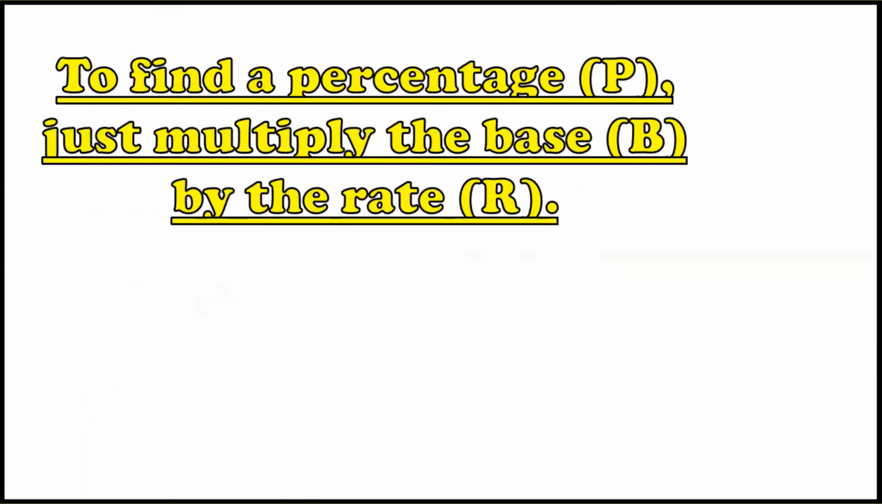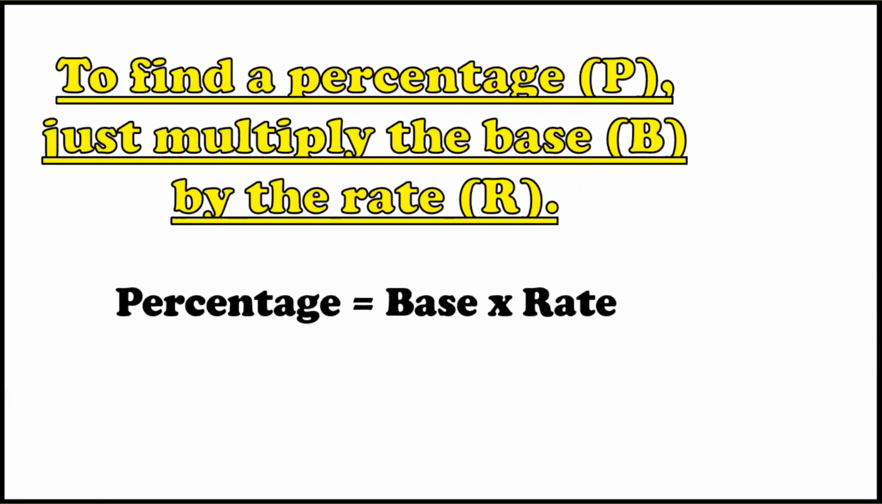To find a percentage, just multiply the base by the rate. So para daw makita natin yung percentage, i-multiply daw natin yung base doon sa rate. So percentage, ito po yung formula natin, no? Percentage equals base times rate. So P equals B times R.